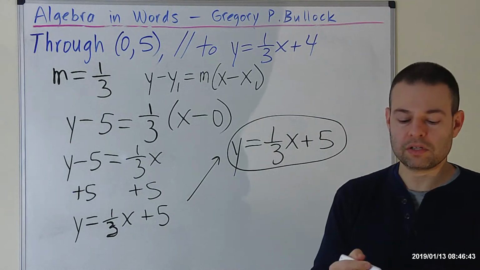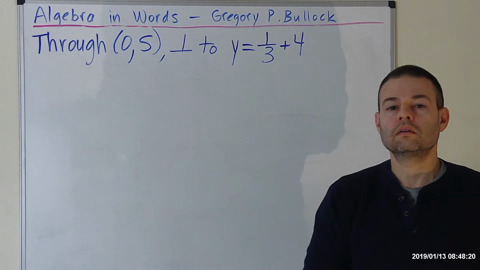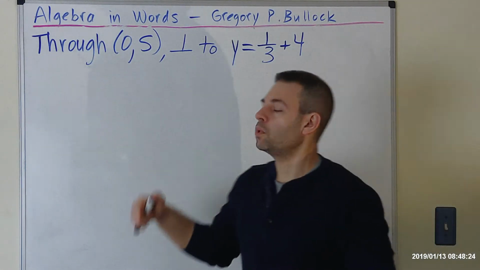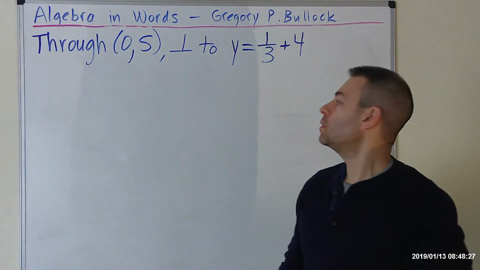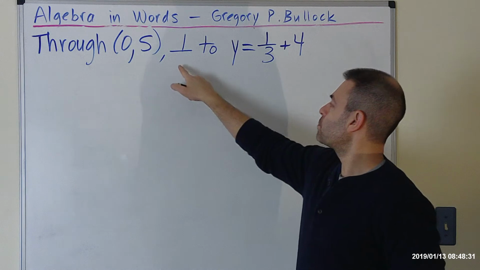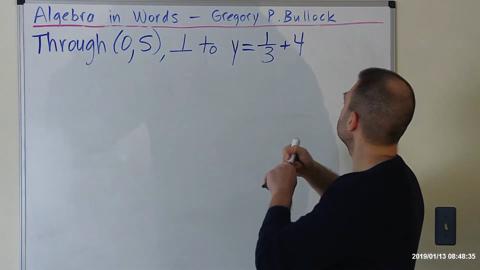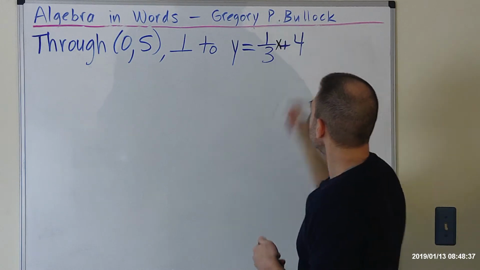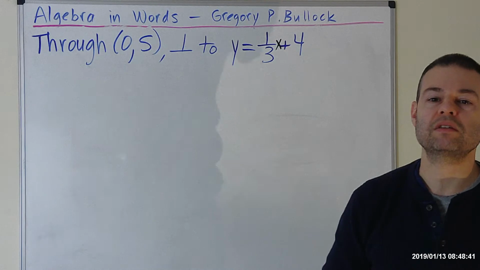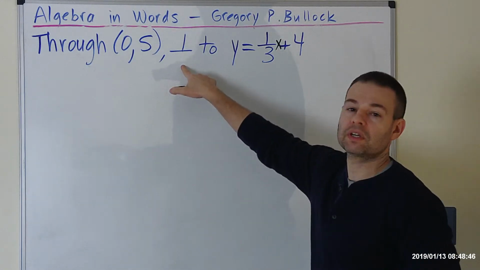Alright, so I'm going to pause this video and we're going to look at another one. I put another problem on the board. Let's take a look. We want to look for an equation that passes through point 0, 5 and is perpendicular to the equation y equals 1/3 x plus 4. You'll notice that the point and the equation are the same as in the last problem. The difference is this time we want an equation that's perpendicular.